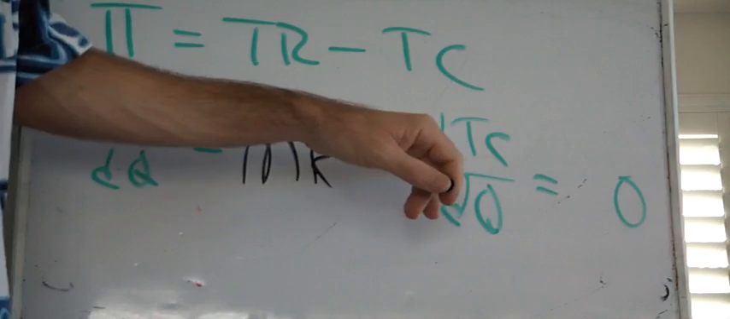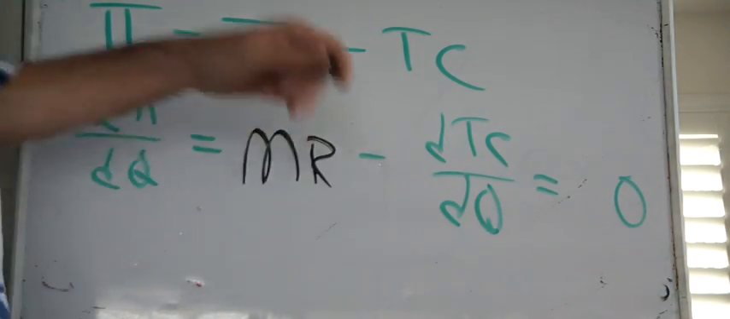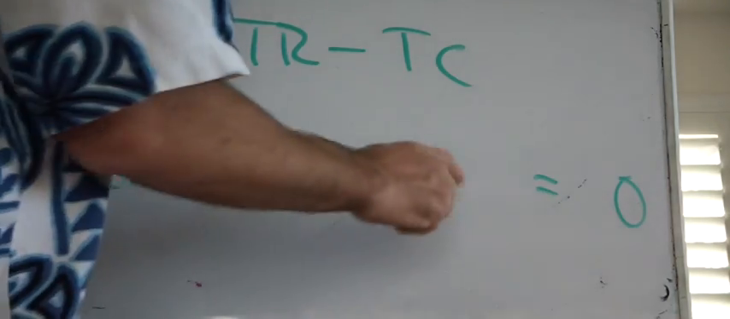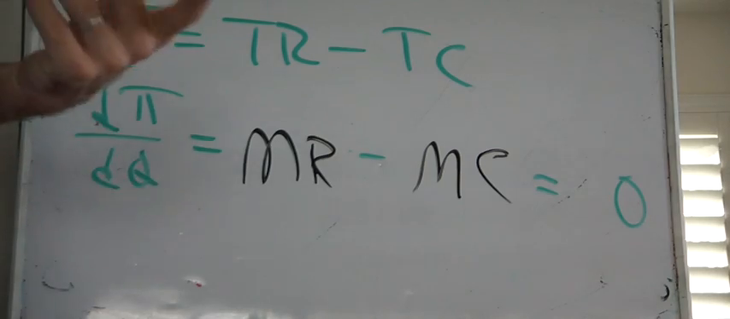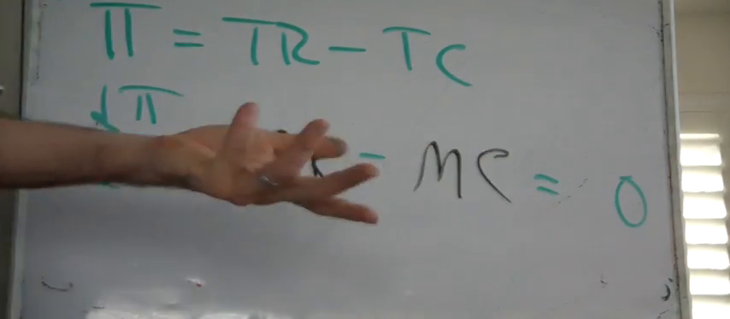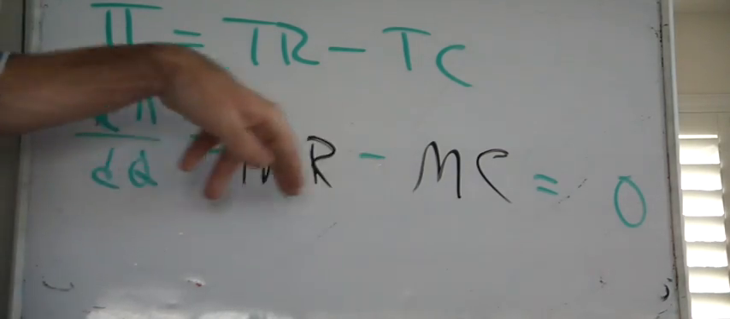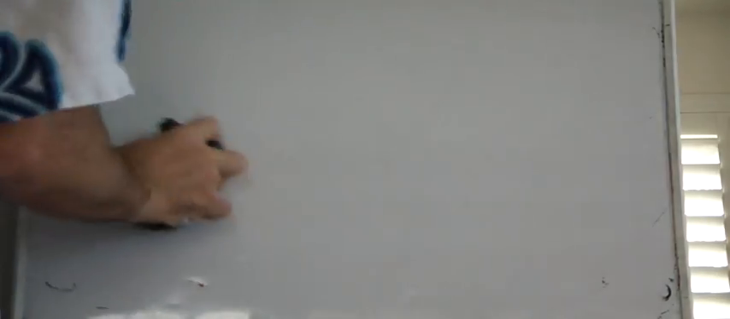And what is the rate at which my costs are increasing as my quantity goes up, as my production increases? That's just the marginal cost. So profits are at their maximum where marginal revenue minus marginal cost equals 0. In other words, when these two are equal, which is the same result that we just showed. You'll see this in your book.